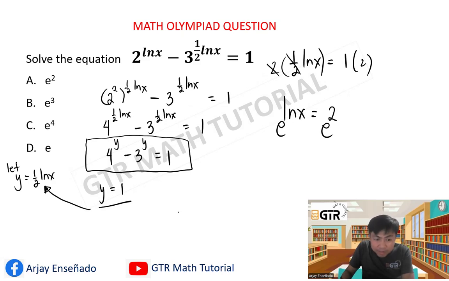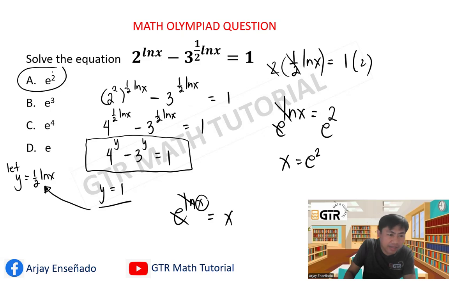And we have the property: if we have e to the ln x, that's simply equal to x, because e and ln are inverse operations, we simply cancel this. So the answer to that is x. Therefore, x is equal to e squared. The correct answer is letter A, e squared.